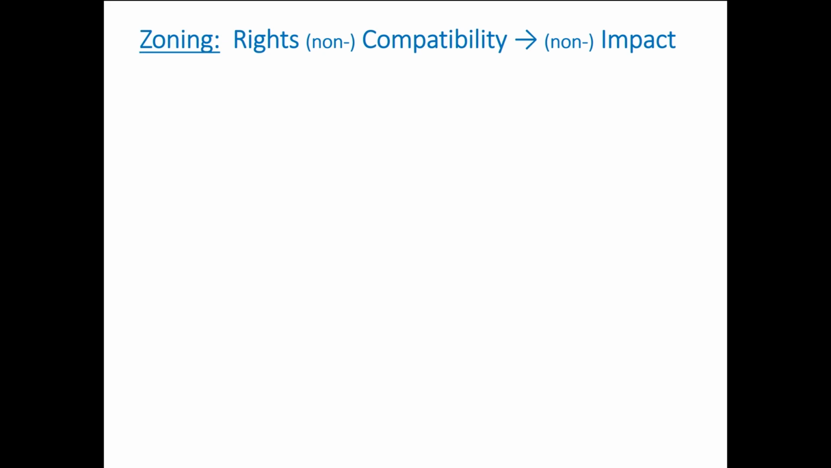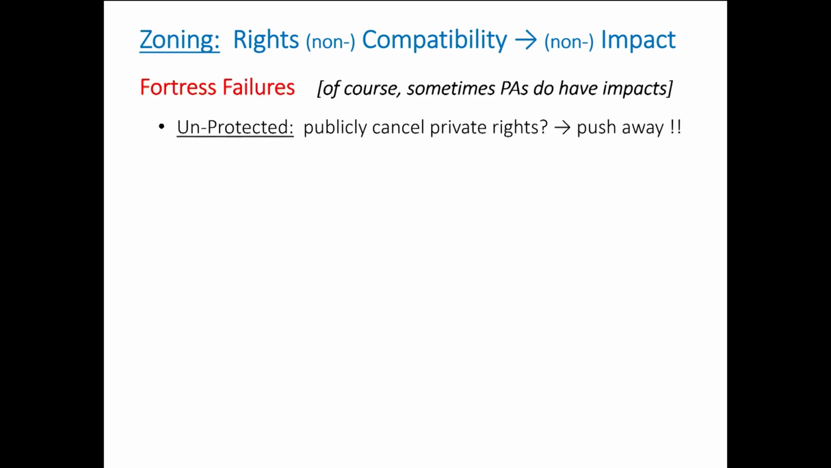So zoning or protected areas, generally, I think rights compatibility helps, and non-compatibility does not. So I will refer to what I call fortress failures. A lot of protected areas have sort of fortress conservation, keep people out. And let's acknowledge that, of course, some protected areas have had impacts. But if they have impacts, why is that? It's because they limit people's production, right? They are taking away use rights. That's the whole theory behind the impact of a protected area.